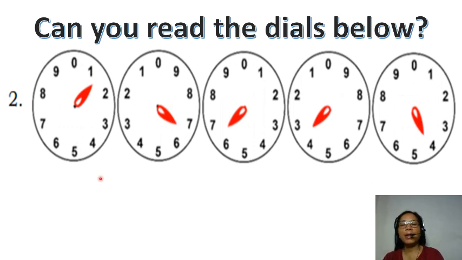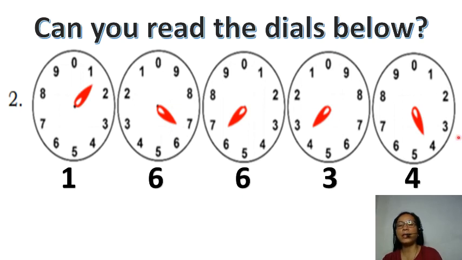So, in these dials, the reading is we have 1, 6, 6, 3, 4. So, 1, 6, 6, 3, 4 kilowatt hour. Okay? So, tingnan mabuti yung pagkakaplaster ng arrow para hindi magkamali.